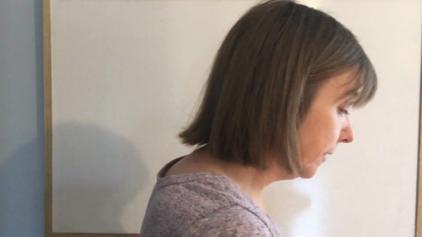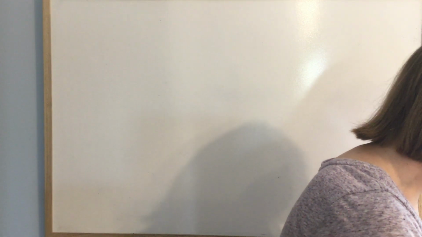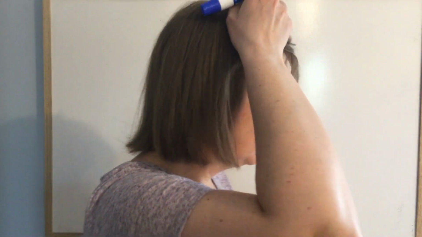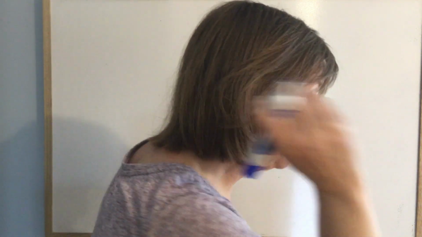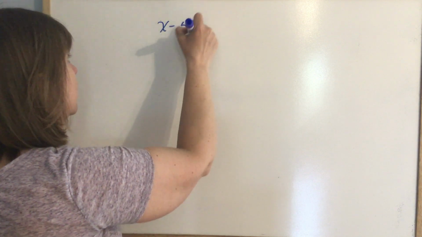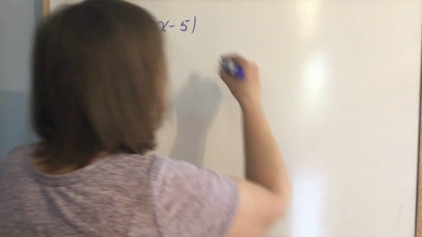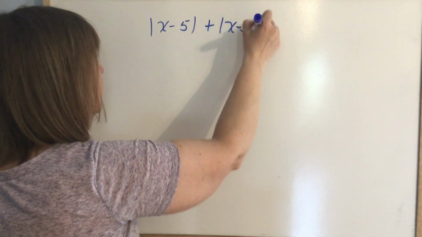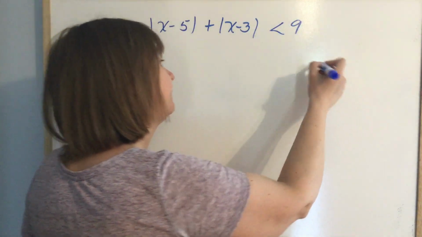So the same thing would be true for a greater than or less than. You would do exactly the same process. All right, you would do exactly the same process. So again, I'm just picking |x - 5| plus |x - 3|, this time I'm doing a plus, is less than 9.